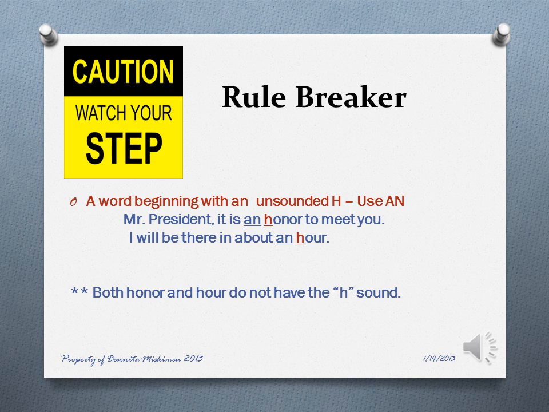The article an has one rule breaker. Let's take a look at that together. A word beginning with an unsounded H uses the article an. Now let's examine our first example sentence. Mr. President, it is an honor to meet you. In that sentence, the word honor has a silent H in front of it. Because of that silent H, we will use the article an.